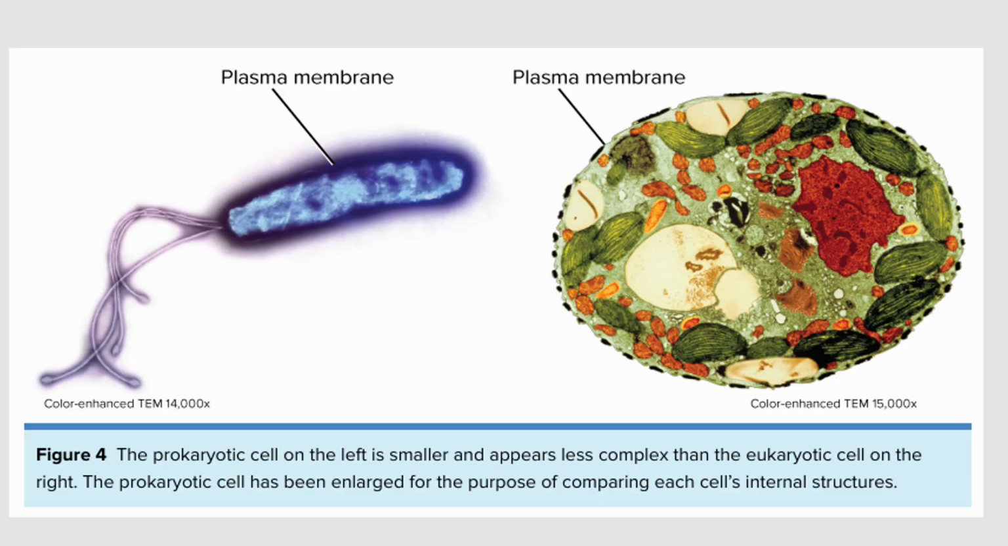Now, if we're looking at these prokaryotic cells, right, here is our prokaryote. Notice it is simpler and there is not much stuff going on. Up here, we have our eukaryotic cell. You can distinctly see our organelles as well as our nucleus inside of that structure.